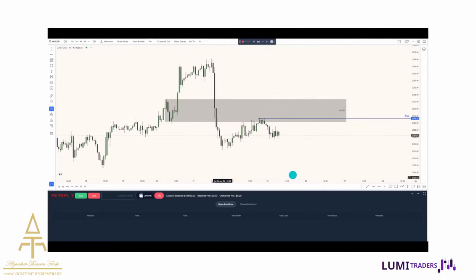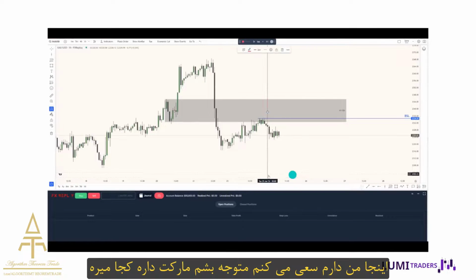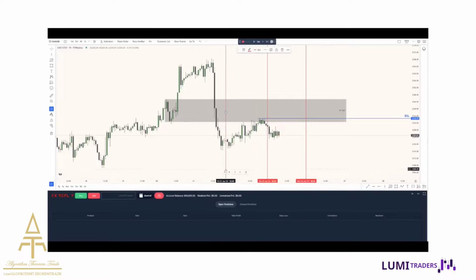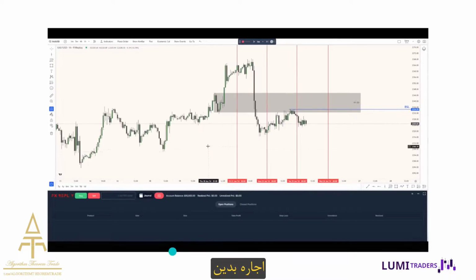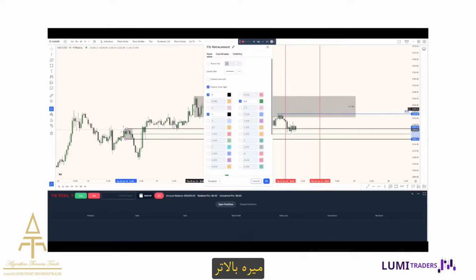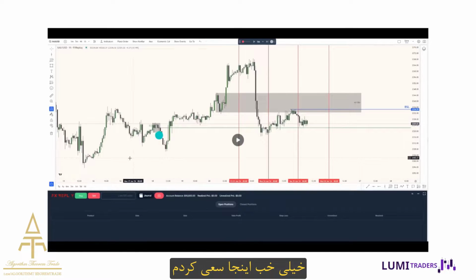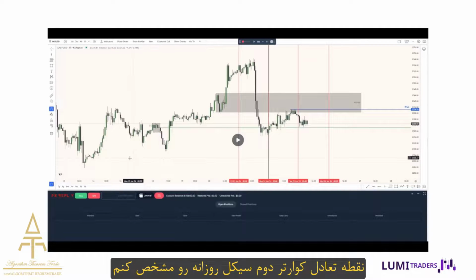Let's see. Here I'm trying to find where the market can go. Well, perfect. I'm trying to select days. Let me go a little bit higher. Go low. Okay, here I'm trying to select the equilibrium of quarter 2 daily cycle. I explained this in my market maker model video.